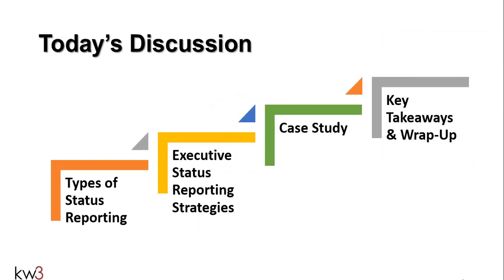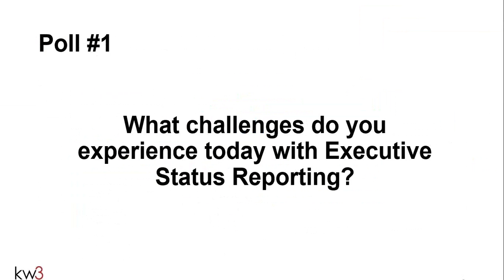For today's discussion, we're really going to talk about four key areas. First, we're going to talk about the types of status reporting. Secondly, executive status reporting strategies. That's the four strategies that I mentioned at the very beginning to help all of us be more effective in the executive status reporting realm. Then we'll talk through a brief case study, some of the experiences that we've had and how we handled them, and maybe something you can relate to in your own situation. Then we'll wrap up with key takeaways and next steps.